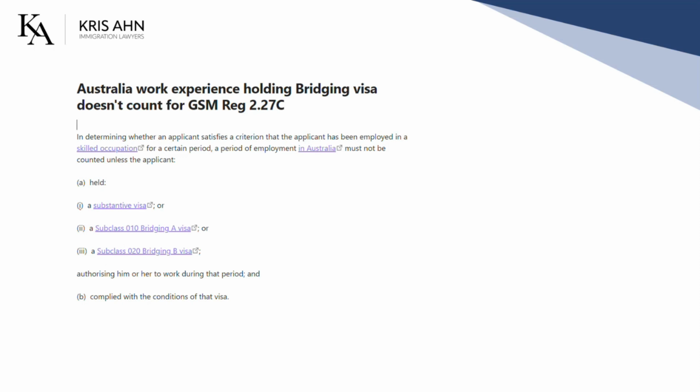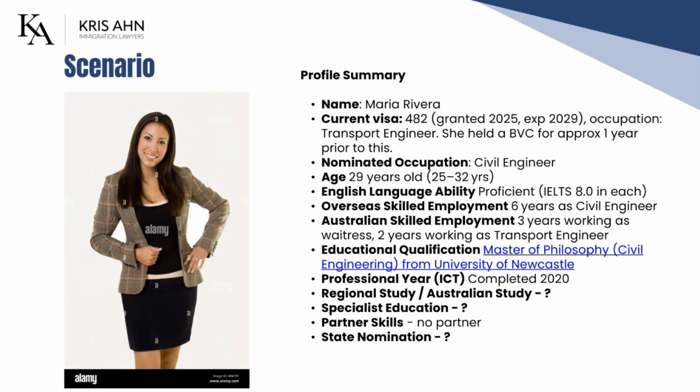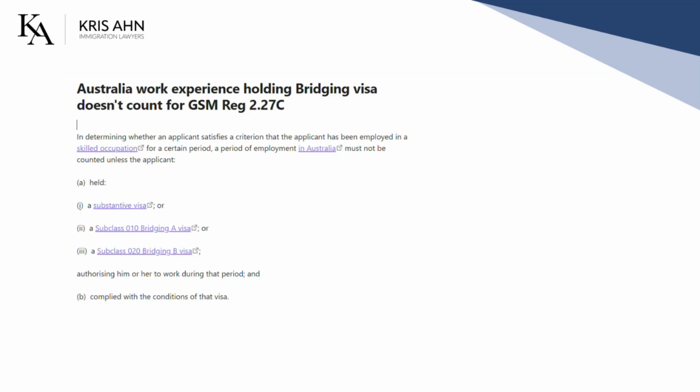BVC doesn't count. So unfortunately, let's say that she held a BVC for 1 year out of the 2 years that she was working as a transport engineer. If it hadn't been for that BVC, then she would be able to claim those 2 years, but she can only claim 1 year because maybe she was holding a 485 before then. Does that make sense? I guess what I'm trying to say is be careful. If you know that your client has a visa record in their GSM and they're holding a BVC, then always think to yourself, during that BVC, no matter how hard they work, we're not going to be able to use that work experience to gain points.